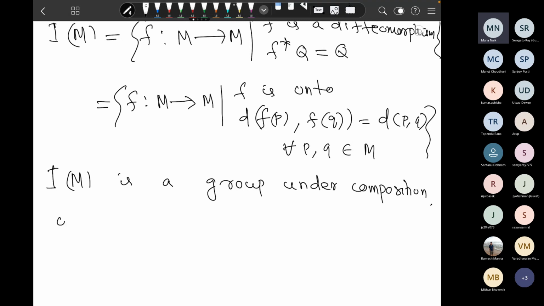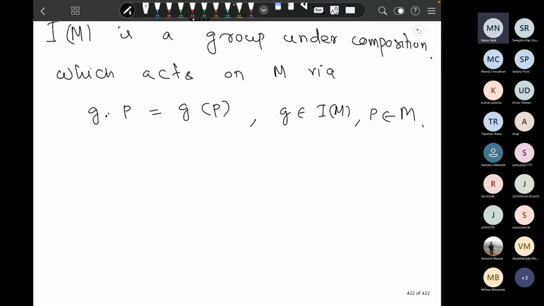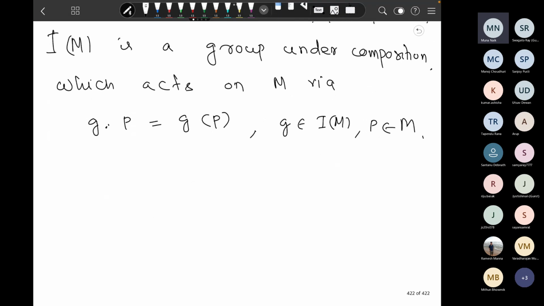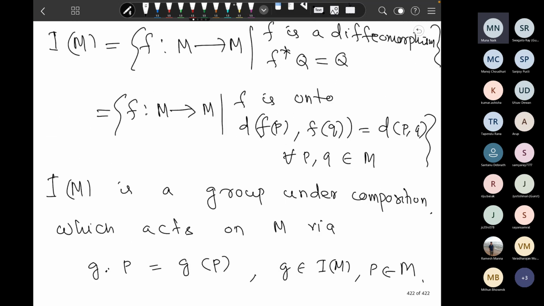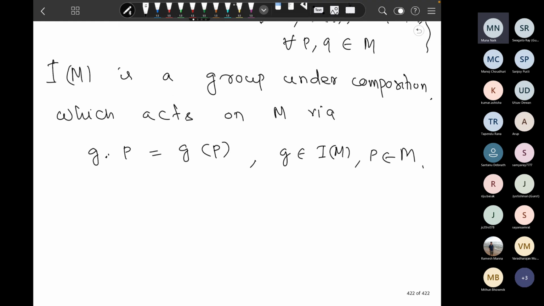Then it acts on M via this thing: G dot P is simply G(P), the action of G on P, where G belongs to I(M) and P belongs to M. So this is a very natural action. Now I want to put a topology on I(M). I(M) consists of functions from M to M, so this is a function space.